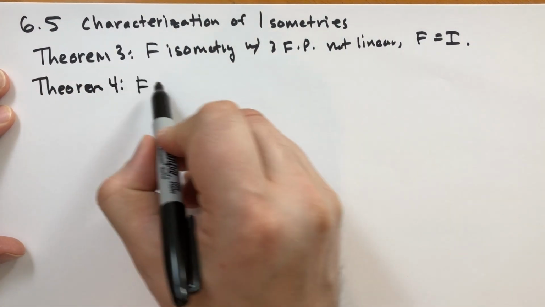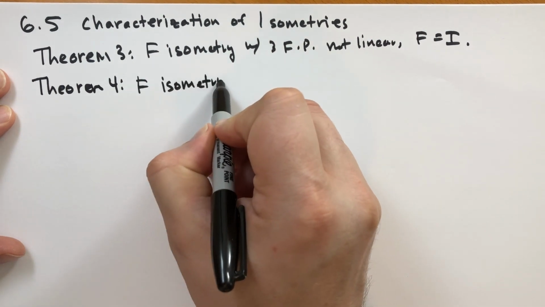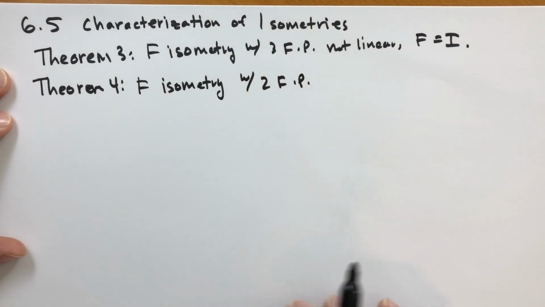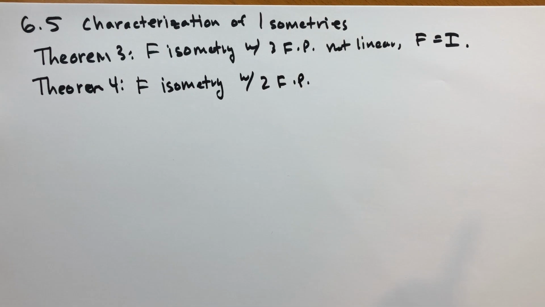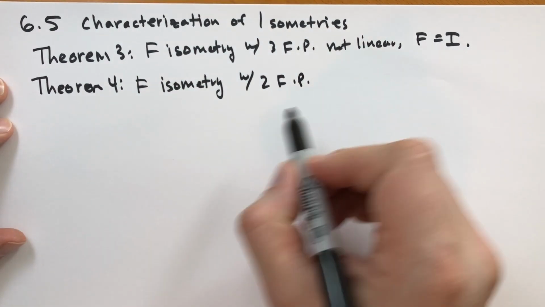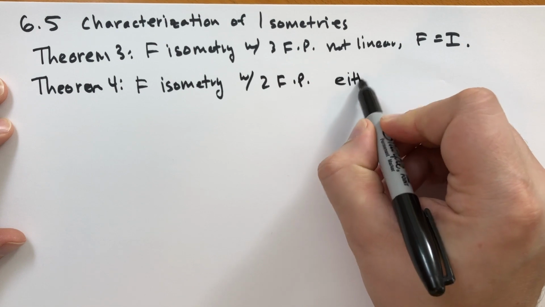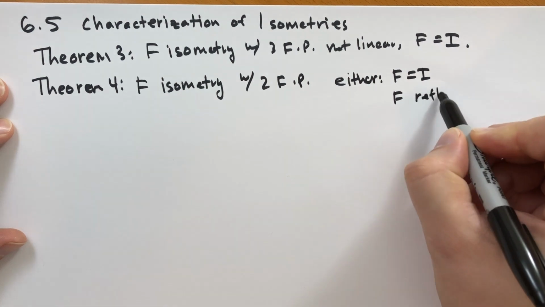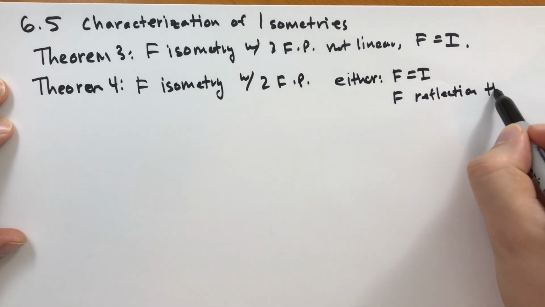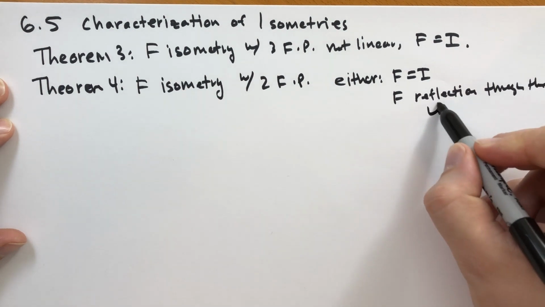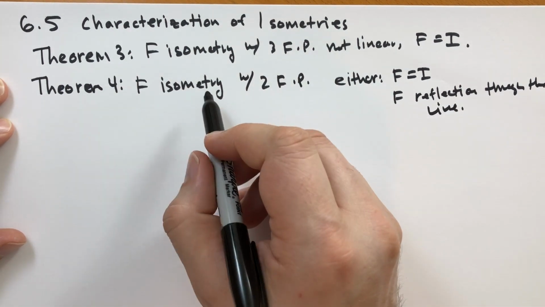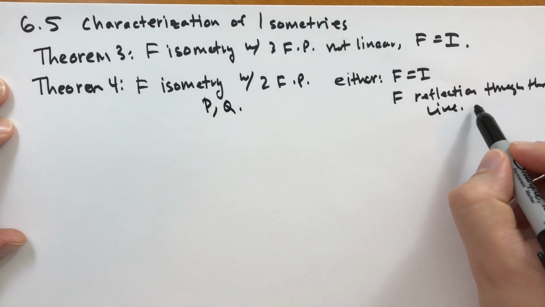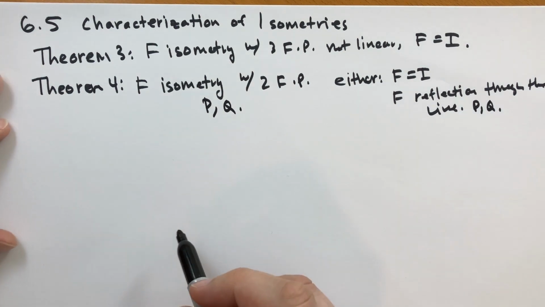Theorem 4 says we have F as an isometry with 2 fixed points, okay? And so we're going to see what kind of isometries can satisfy this. And the theorem is going to say that either F is the identity or F is a reflection through the line. The 2 fixed points are going to be called P and Q, so the line passing through PQ. Okay? So let's go ahead and get to that proof.